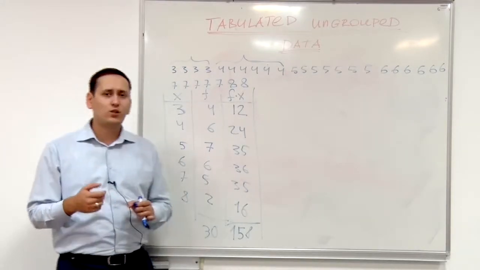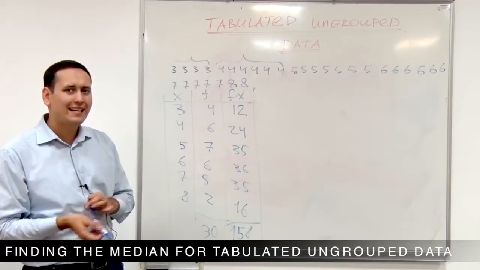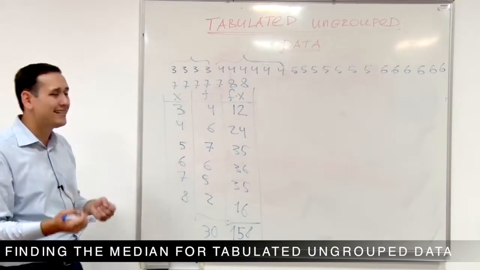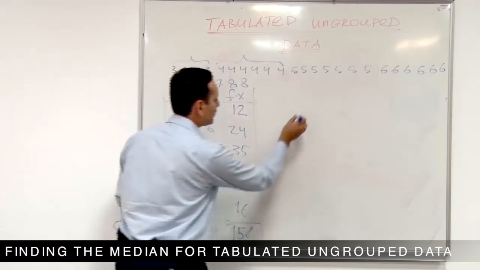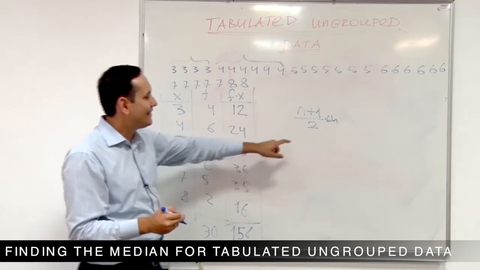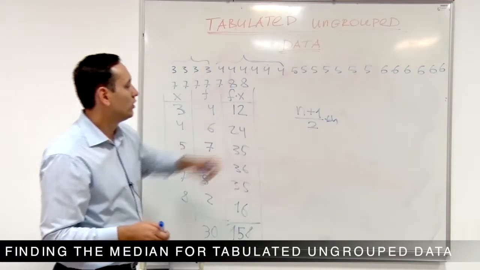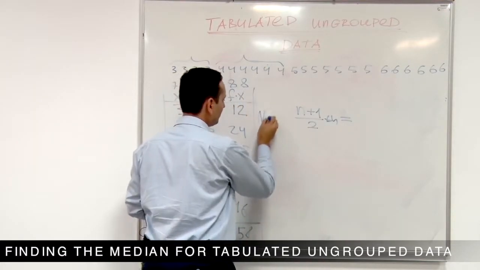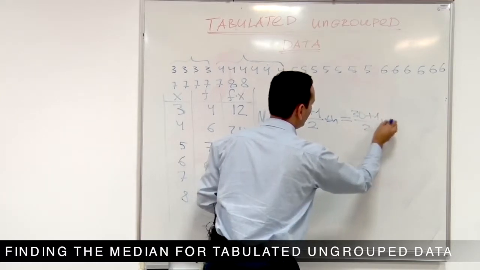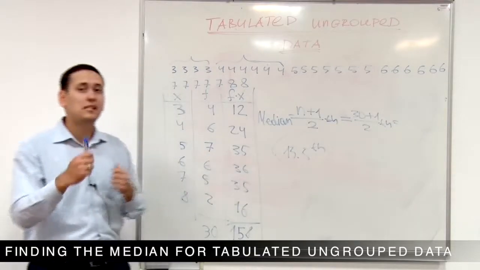Now, the next task is to find the median for this tabulated, ungrouped data set. The formula to find the median is the same as for untabulated data, where we have to find the middle value of this data set, which, as you remember, is n plus 1 divided by 2. So remember, we are not finding the actual value, but we are finding the order of this value. N, in our case, is equal to 30, so 30 plus 1 divided by 2 is going to be the 15.5 value. But how do we find this 15.5 value?